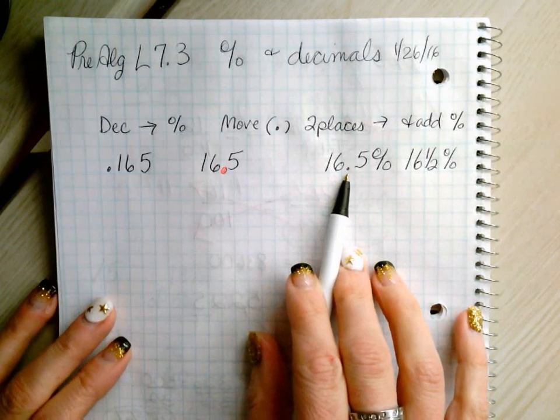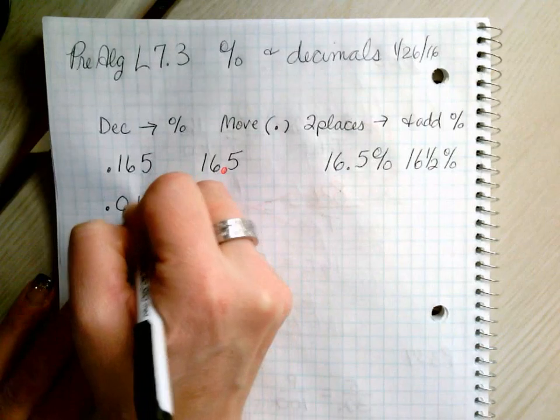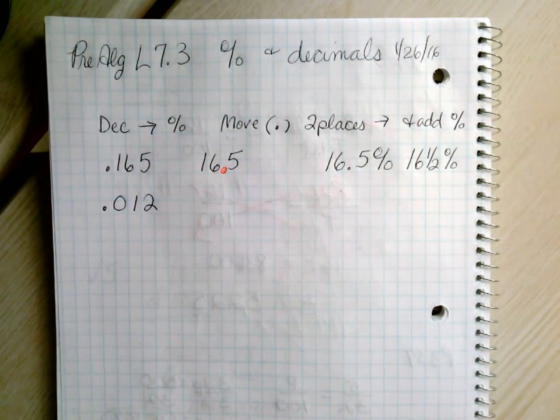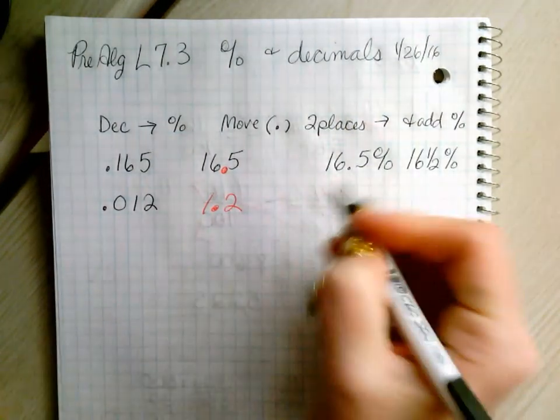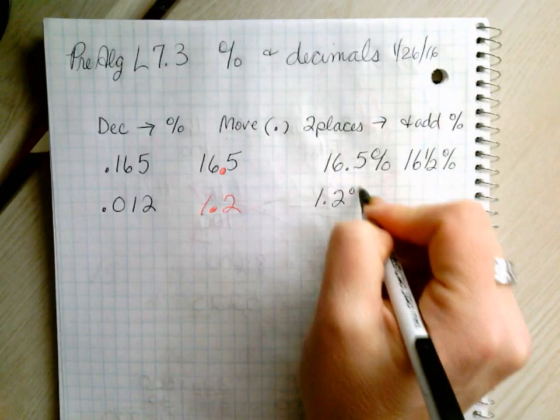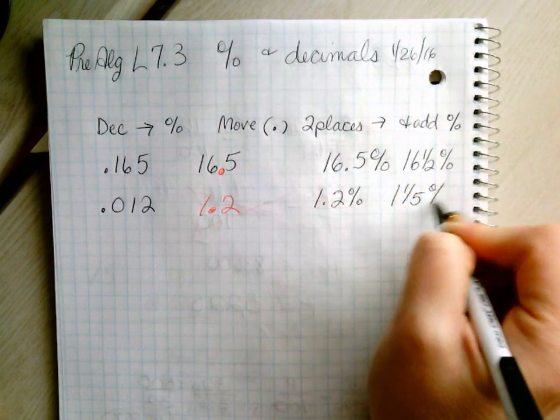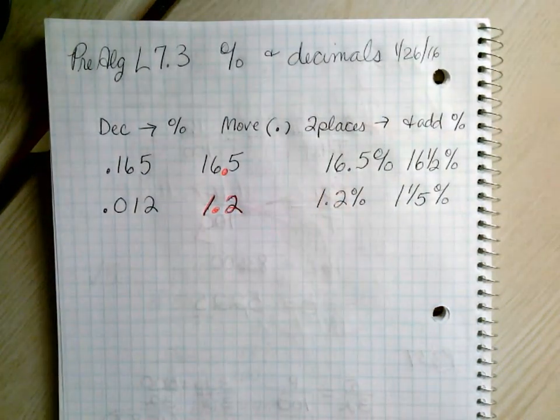All right? Maybe I have 0.012. Okay? Moving my decimal 2 positions to the right is 1.2. Therefore, I have 1.2%, or 1 2/10, which is 1 1/5, right? Okay.